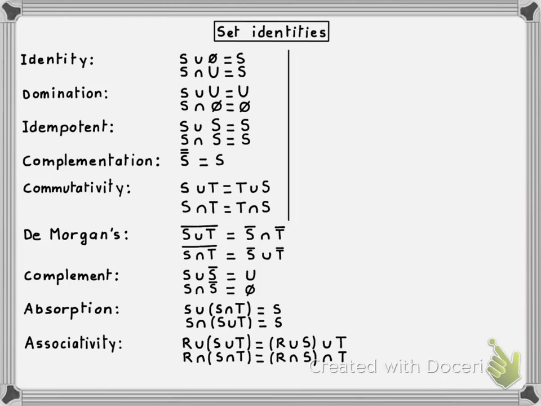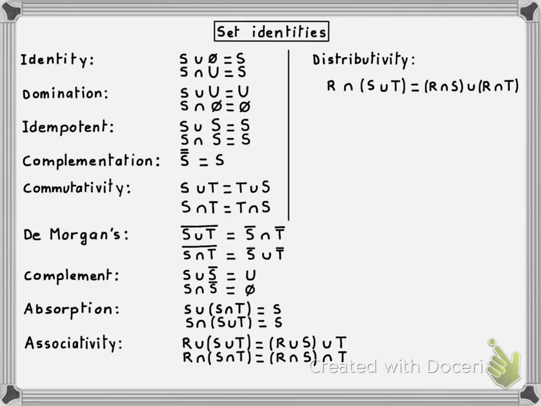Let's start a second column for the last pair of set identities called distributivity. The first such identity states that for any sets R, S, and T, the intersection of R and S union T is the same set as the union of R intersect S and R intersect T. Now, of course, we haven't proved any of these identities so far, and we're not going to prove this one either. However, we're going to illustrate this particular one with Venn diagrams.